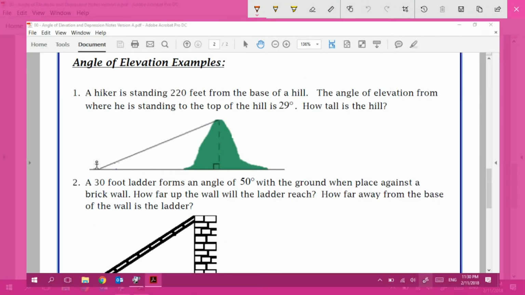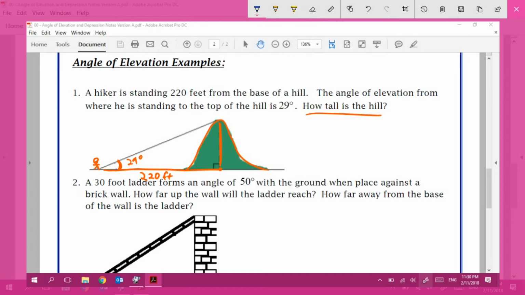Alrighty, so a hiker is standing 220 feet from the base of a hill. So look, there's the hiker guy right here. Yeah, he's standing 220 feet from the base of a hill. So there's the hill and this green thing, okay? So this is 220 feet. The angle of elevation from where he is standing to the top of the hill is 29 degrees. That means this angle right here, that's 29 degrees. And they want us to know how tall is the hill. That's going to be the height of the hill right here. So do we know that height?